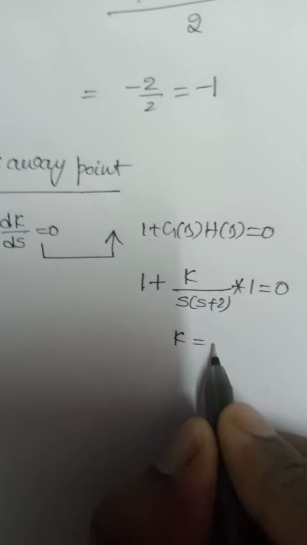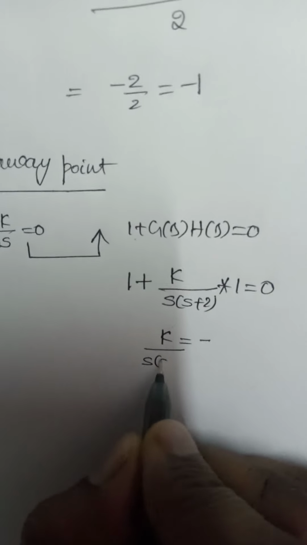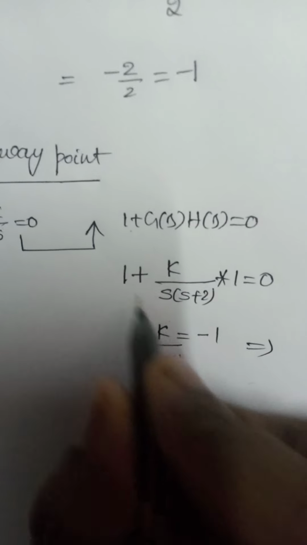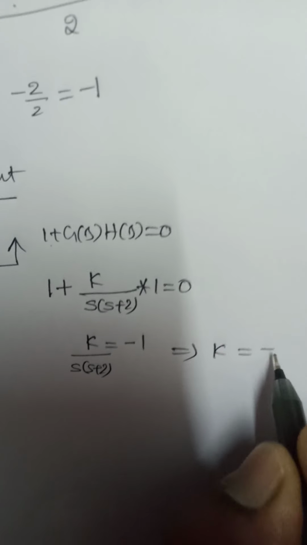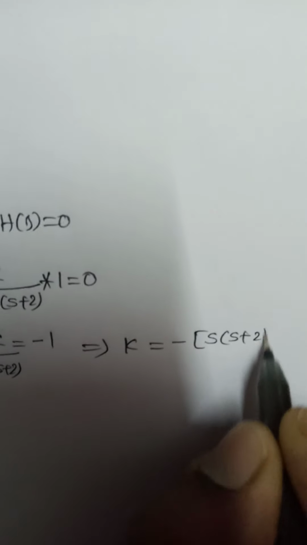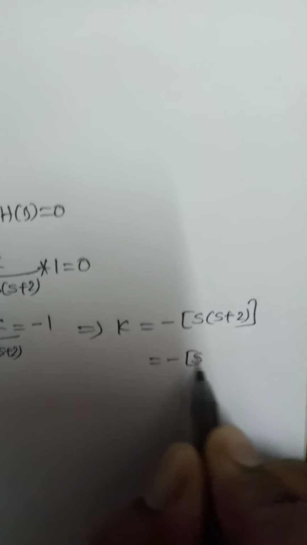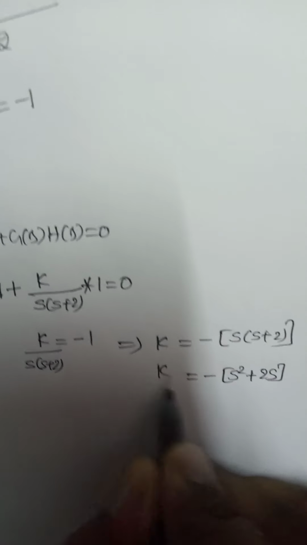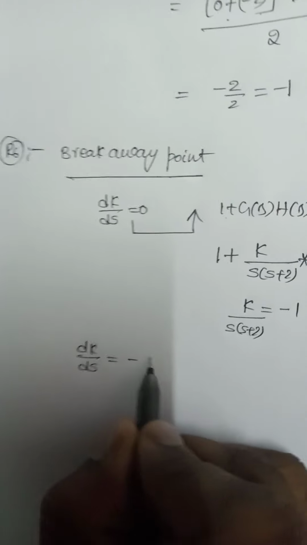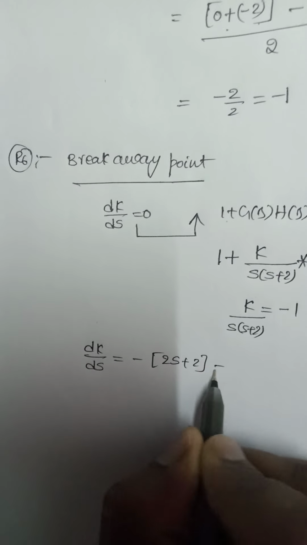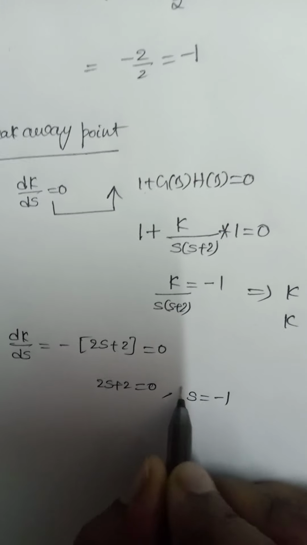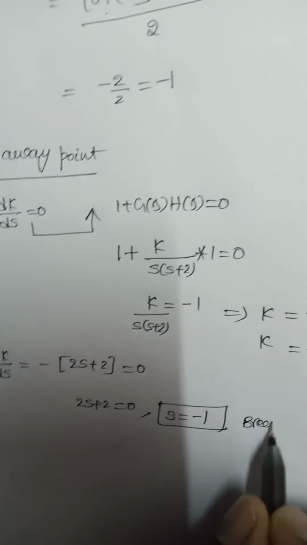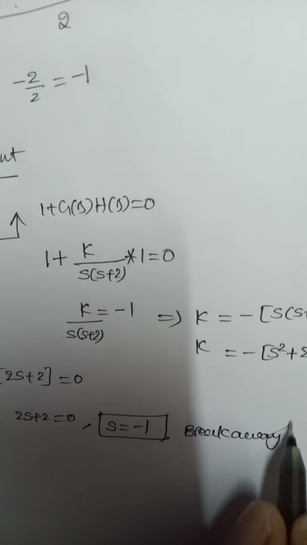So K divided by s into (s plus 2) is equal to minus 1. If this 1 goes to the right side of the equation, then K is equal to minus s into (s plus 2). If I multiply this s, K equals minus of (s square plus 2s), this is the K value, and dK by ds is equal to minus (2s plus 2) equal to 0, so 2s plus 2 is equal to 0, and s is equal to minus 1. So this is the breakaway point.